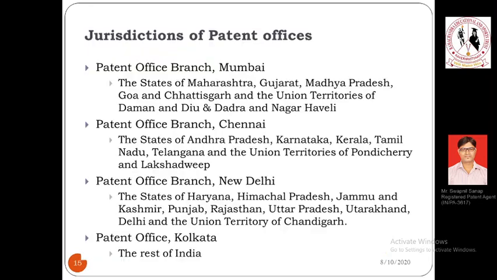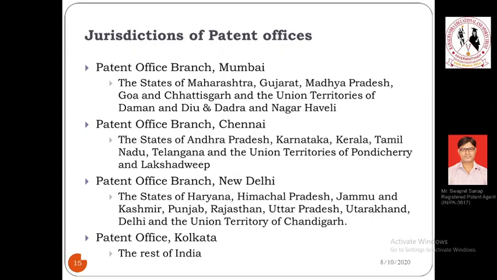Jurisdictions of patent offices, like we discussed, these are all called branch offices of the patent office, and there are 4 offices: Mumbai, Chennai, Delhi, and Kolkata. So the most important point to notice is which states or cities are part of which jurisdiction. Mumbai Patent Office covers the states of Maharashtra, Gujarat, Madhya Pradesh, Goa, Chhattisgarh, and then Daman and Diu, as well as Dadra and Nagar Haveli, right?